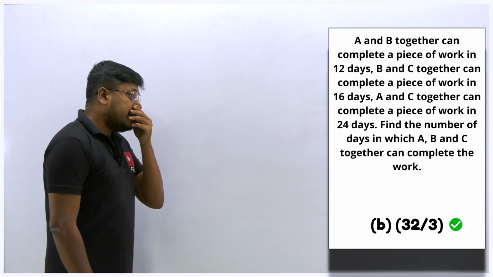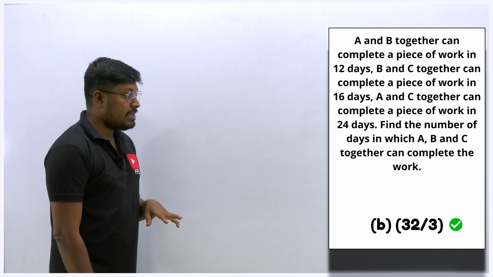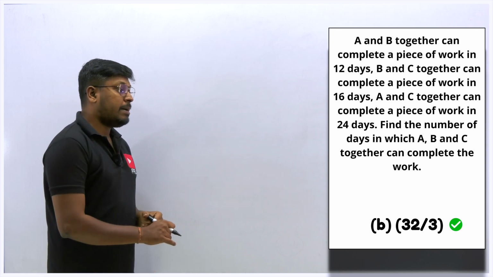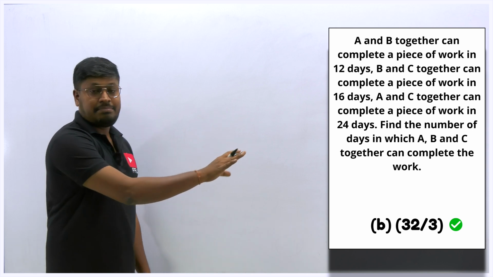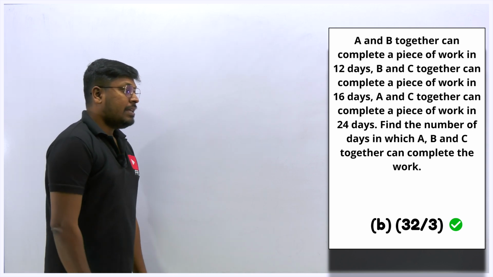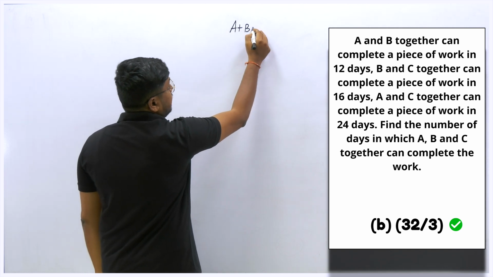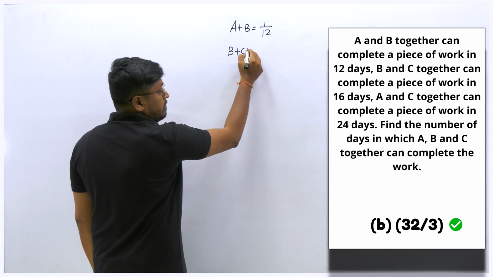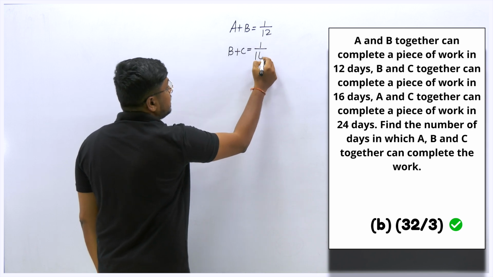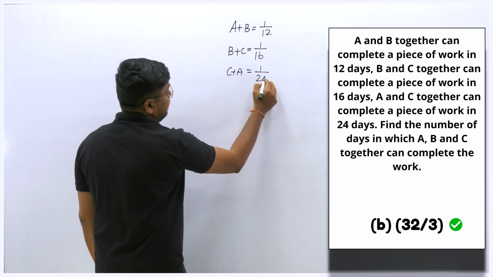Next question. A plus B together can complete a piece of work in 12 days. B plus C together can complete it in 16 days. So it's a basic level time and work question. They have given A plus B. A plus B can complete a piece of work in 12 days. Similarly, B plus C can complete the piece of work in 16 days. And C plus A can complete the piece of work in 24 days.